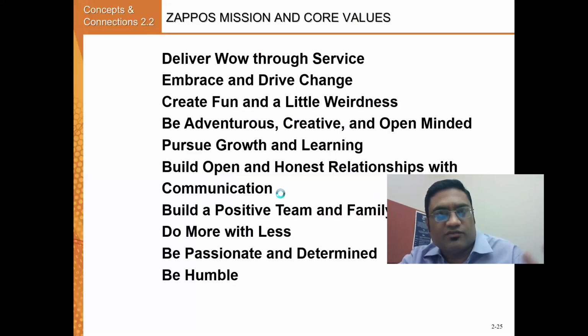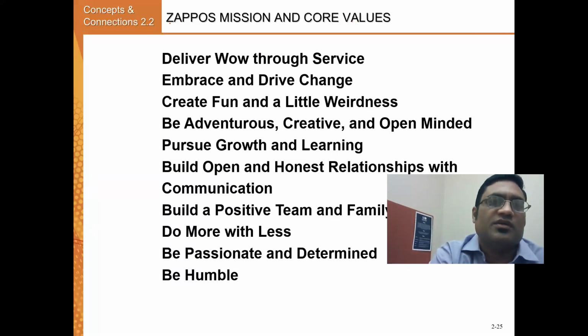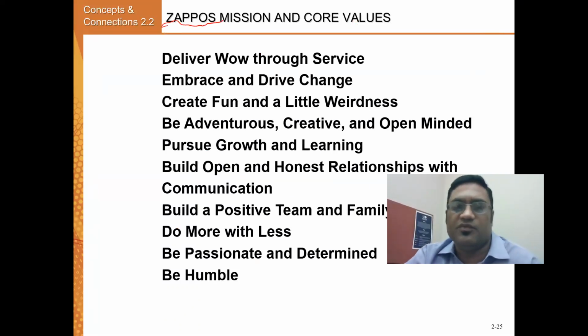Okay, so again, values is a good concept, and here's the mission and core values for Zappos. Interesting company, if anybody wants to pick this.